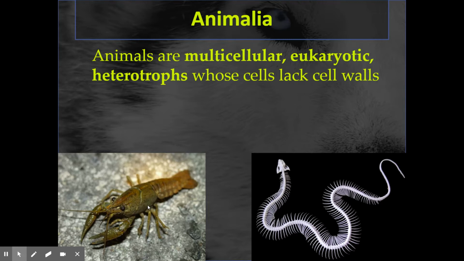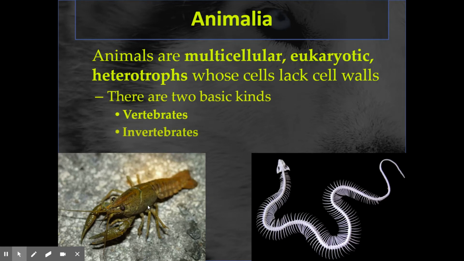Now the diversity continues from there. So there's two basic kinds. You have your vertebrates and your invertebrates. Vertebrates are going to be the ones that have bones and a backbone and an internal skeleton overall. Invertebrates, not so much. Their skeleton's going to be external, and so they are going to be pretty distantly related to anything that we're familiar with, really.